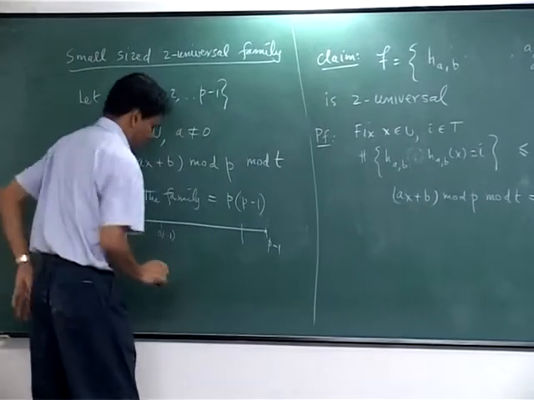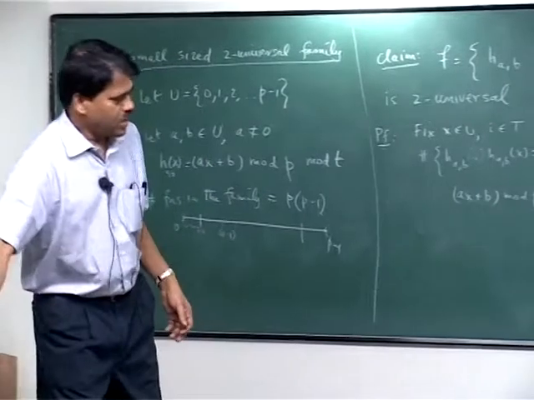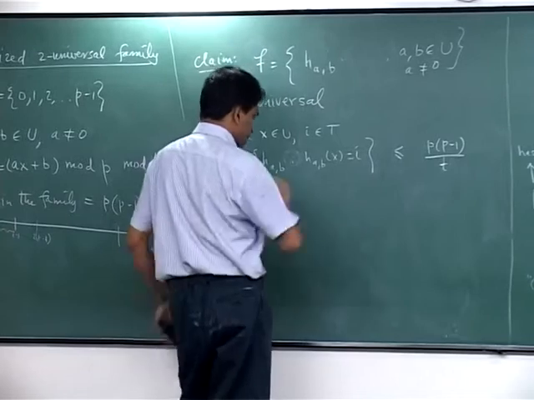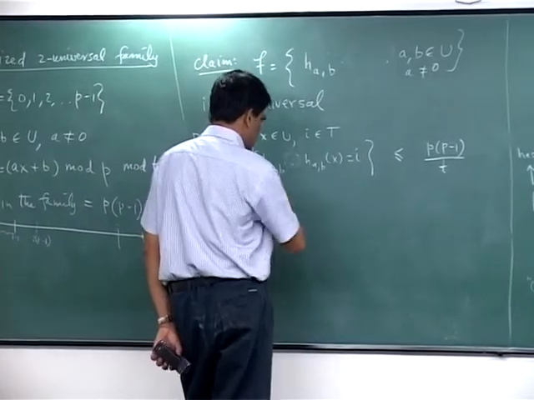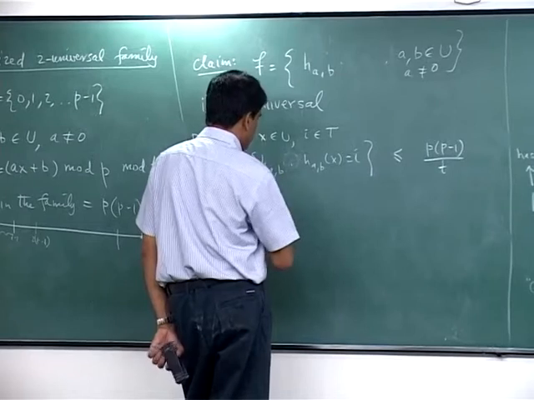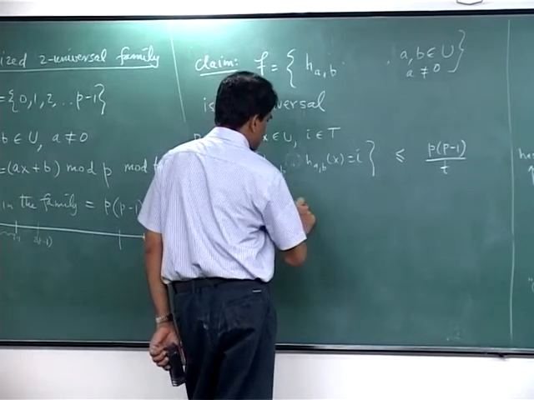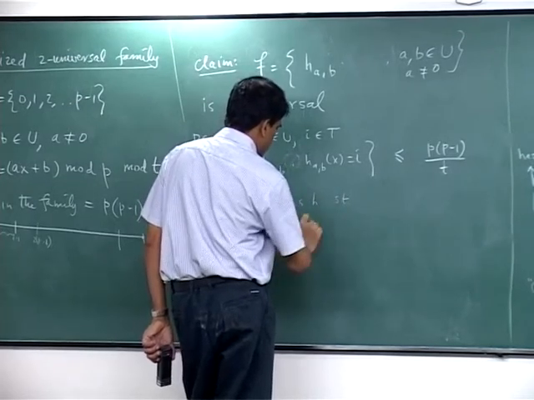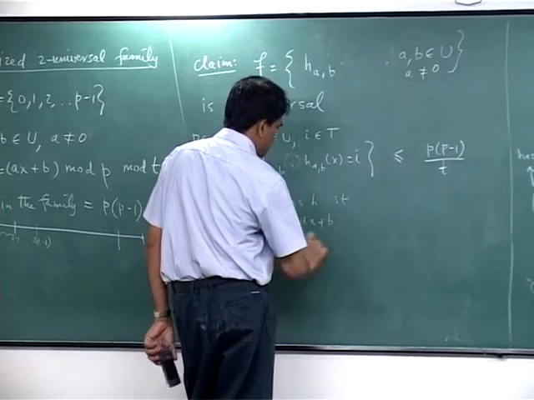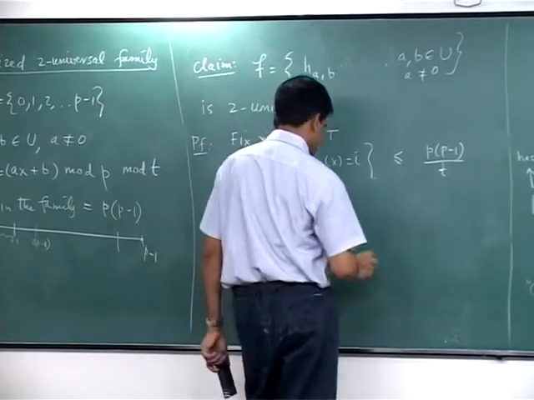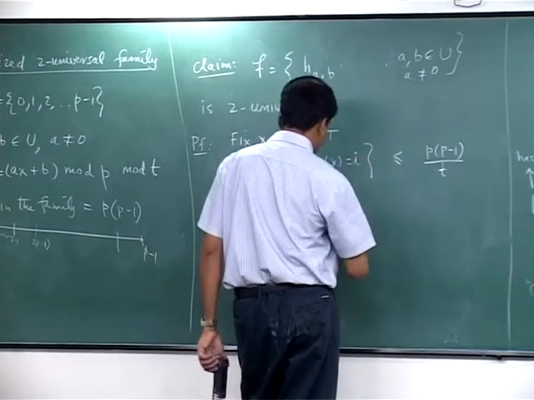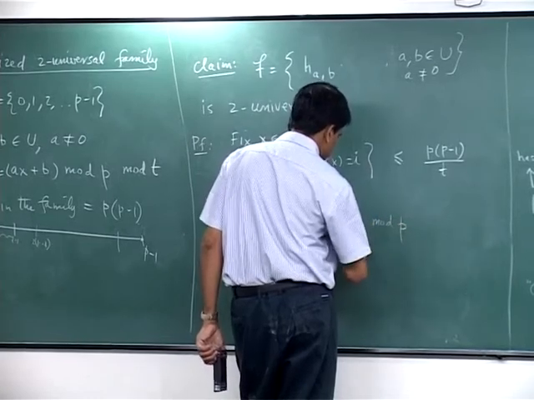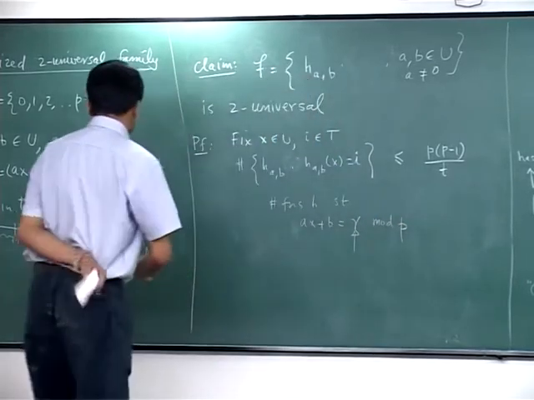So let's just fix, let's compute the number of functions h such that h of x, or ax plus b, is equal to, instead of i, I am going to call it some r mod p. Let's fix some value r mod p. So r is a certain value here.